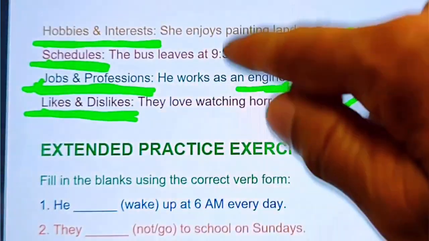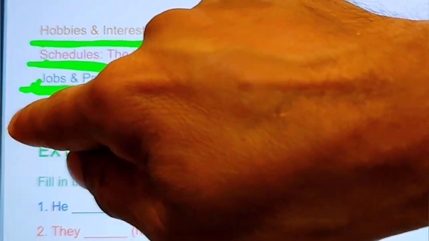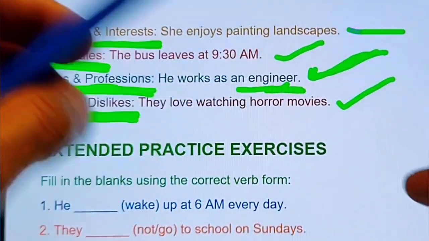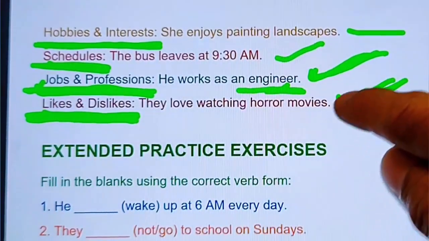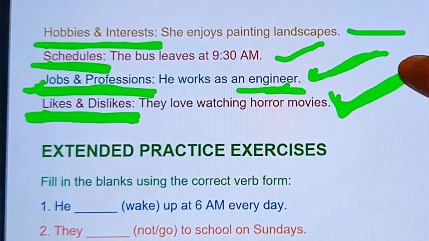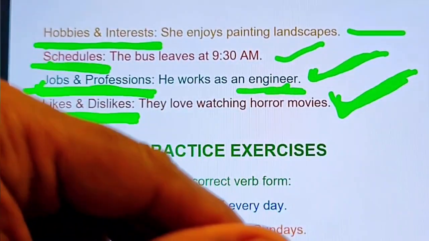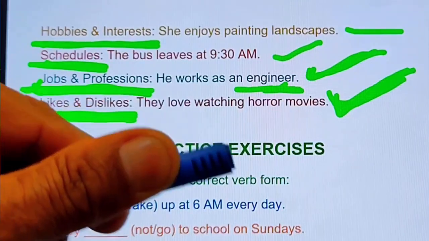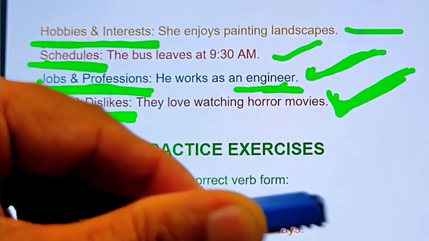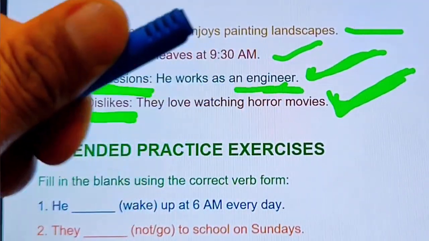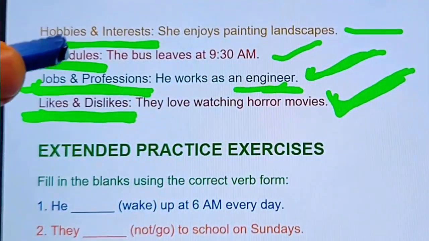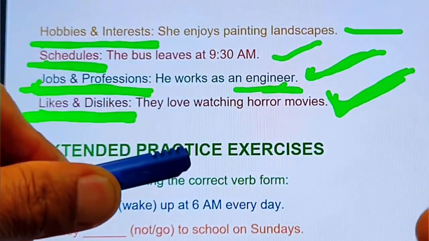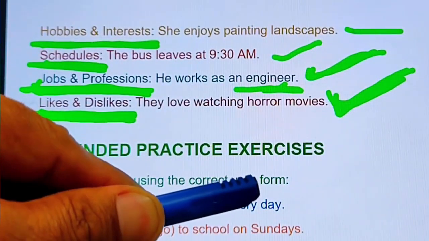And next one, we can use present simple tense to describe likes and dislikes. For example, they love watching horror movies. So what kind of movie do they want to watch, what they like or what they dislike. They like to watch horror movies and they entertain themselves by watching horror movies. That's their interest, and this describes what they like and don't like. We use simple present tense to describe likes or dislikes.